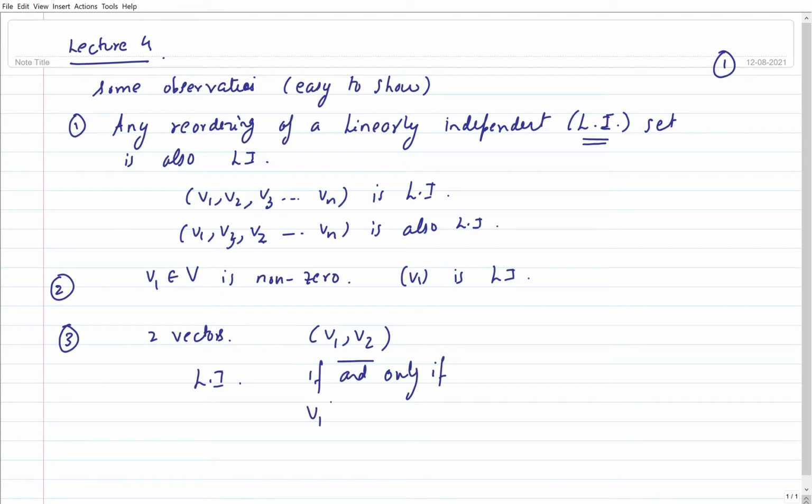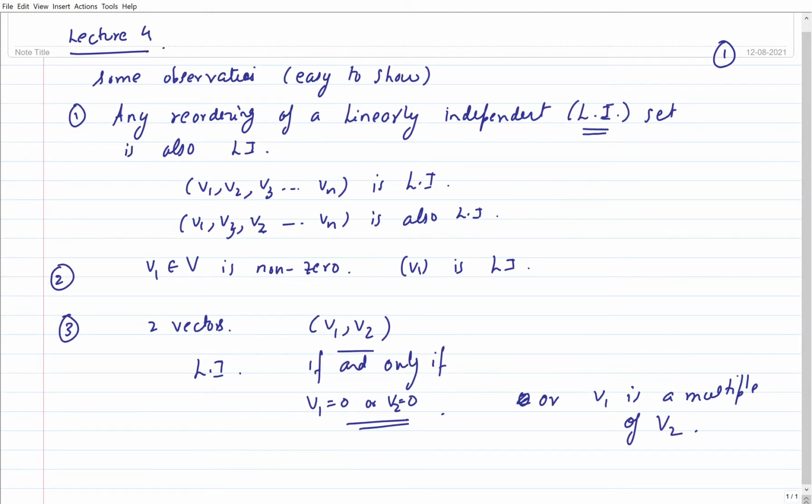If either of them is zero, well, of course, that's anyways a statement of linear independence. Or you have V1 is a multiple of V2. So in that case, they are linearly independent. So what else?